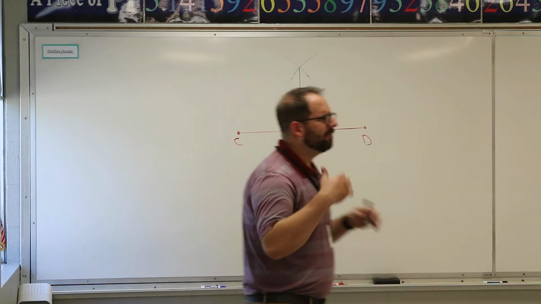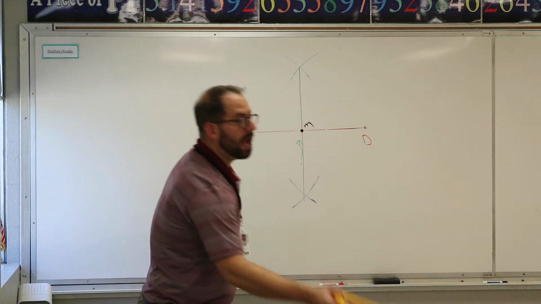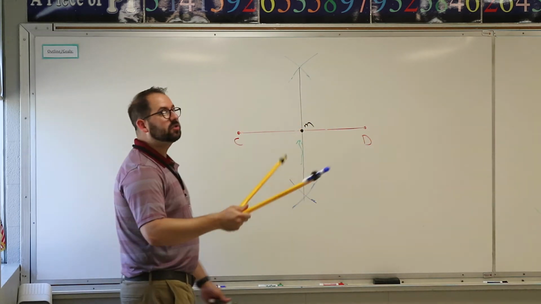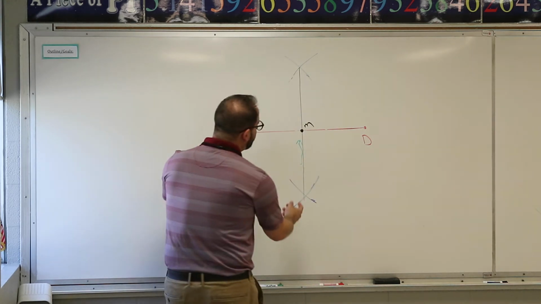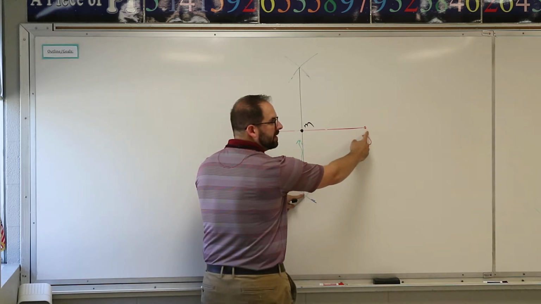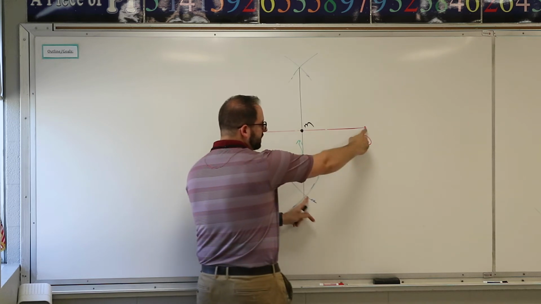Now, most people can't figure out why does that work? Because it's completely random, right? I didn't measure anything. I opened up this compass past the halfway point and did it. Here's why it works every time. It's because you're making the distance from C to this point and D to this point the exact same distance. This is like the middle between the two, right? Because you made the distances the same.